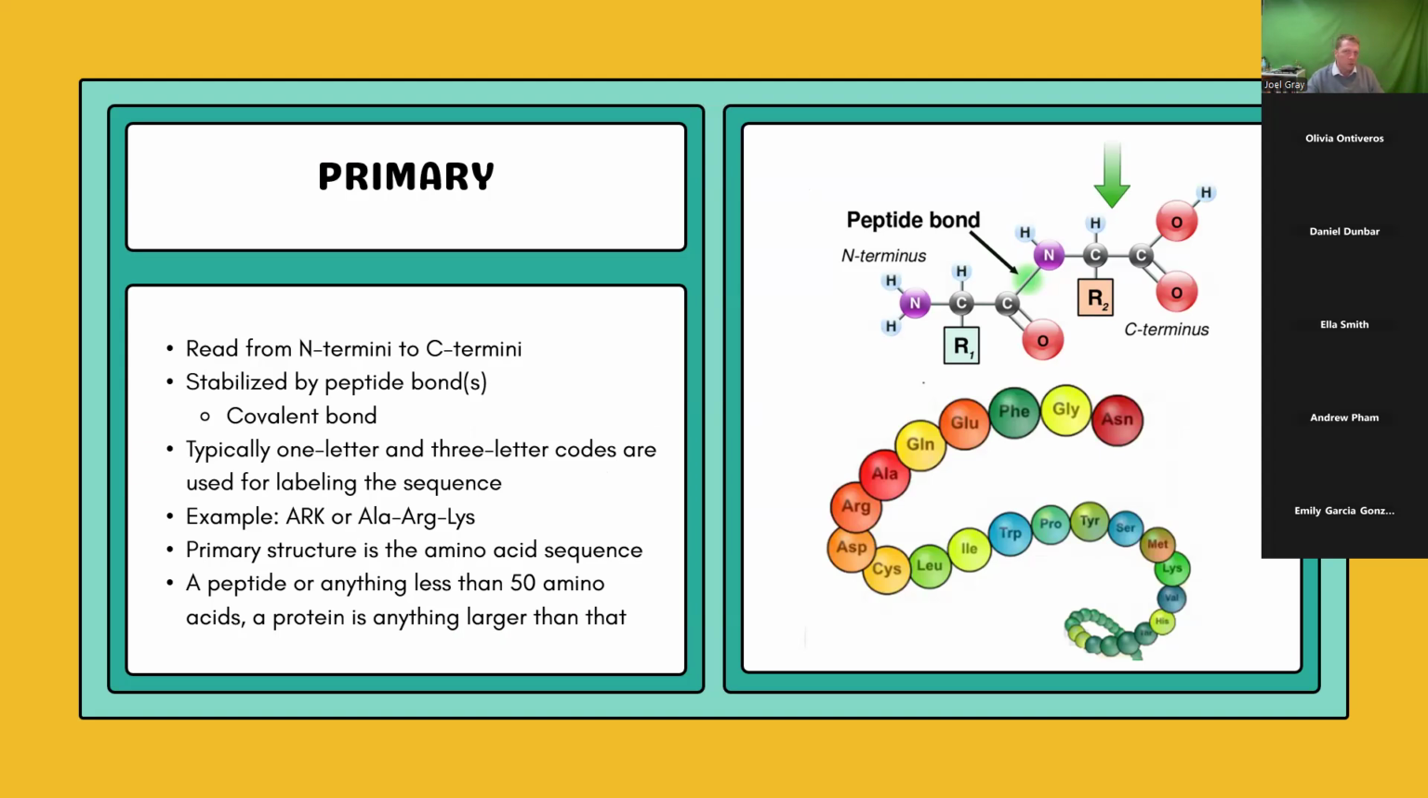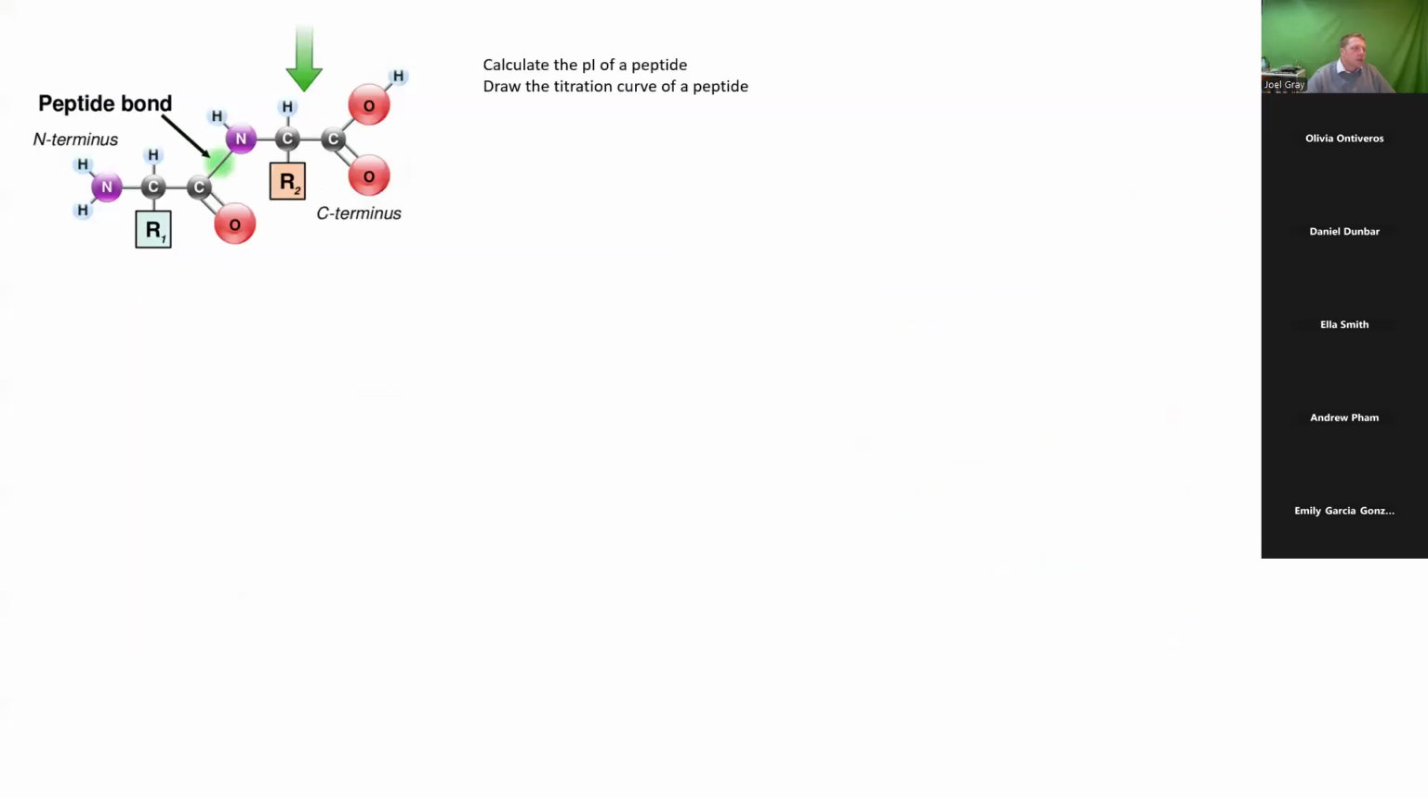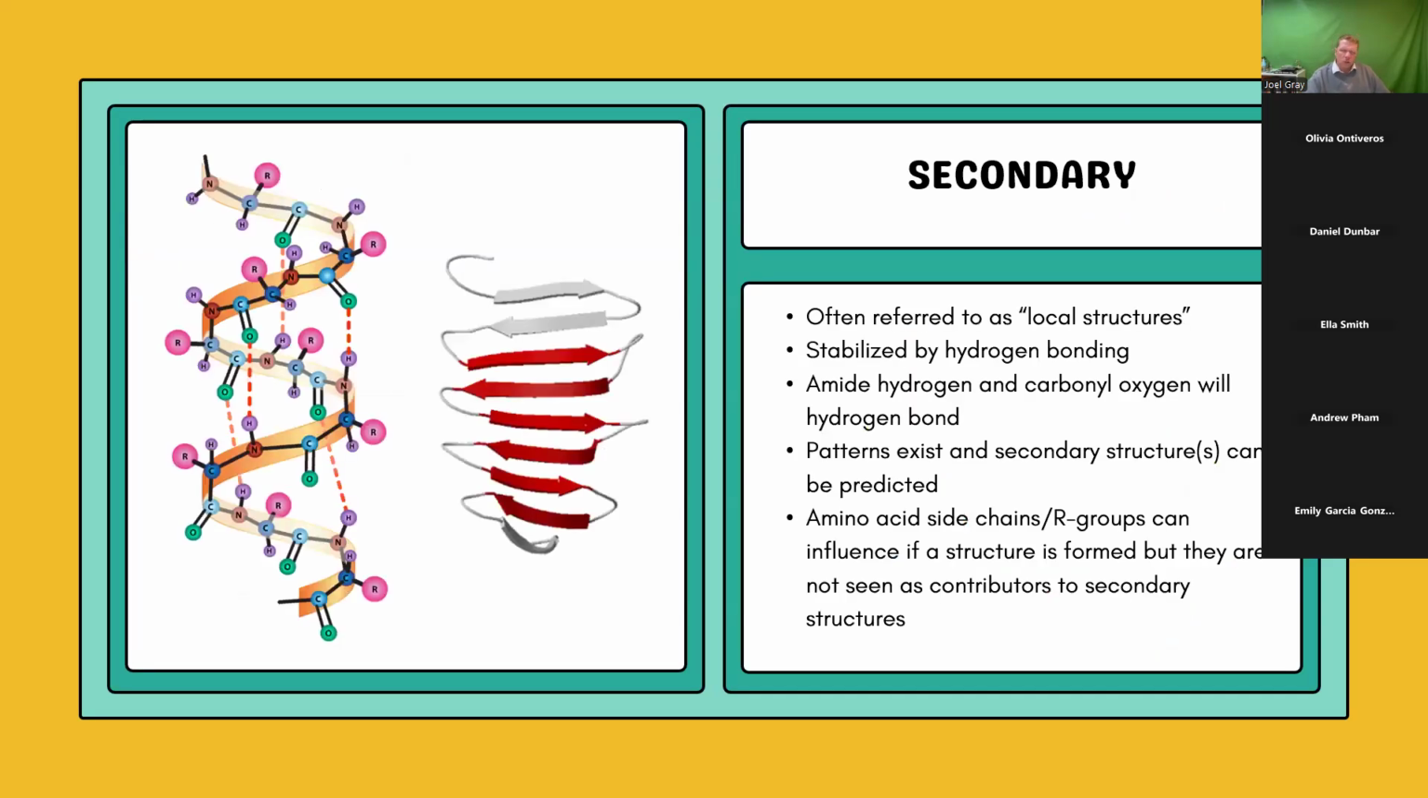Typically, I'm going to ask you about the primary structure by looking at the single letter codes. So ARK, I'll ask you, hey, what's this peptide's charge or something like that. But also you could have the three-letter codes. And the three-letter codes follow a capital first letter followed by two lowercase letters. Now, our secondary structures are commonly known as your local structures. These are stabilized by backbone hydrogen bonding.